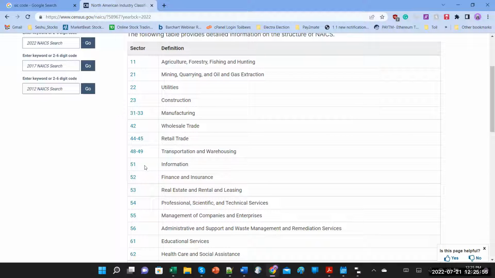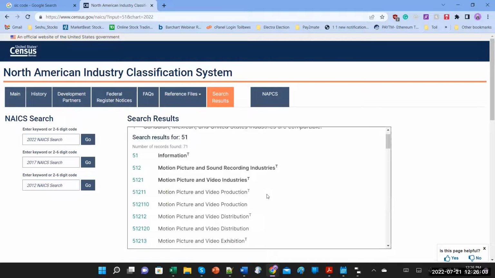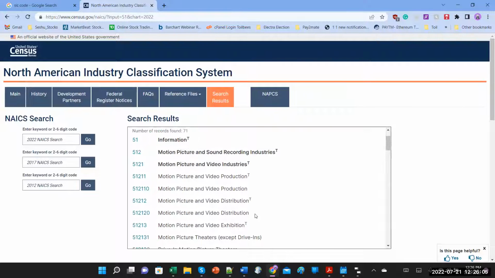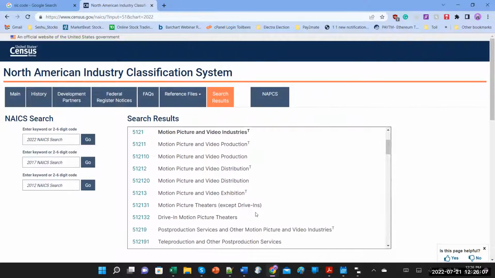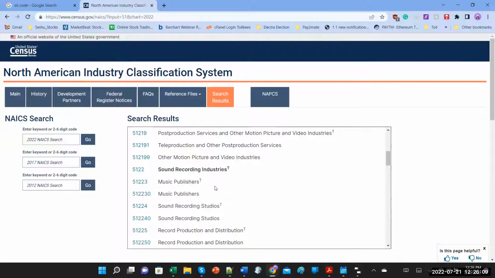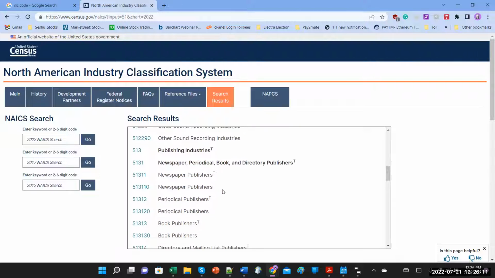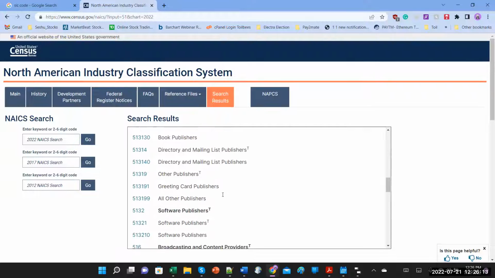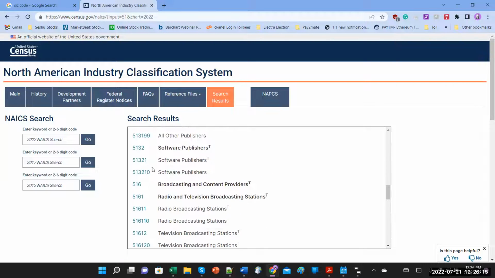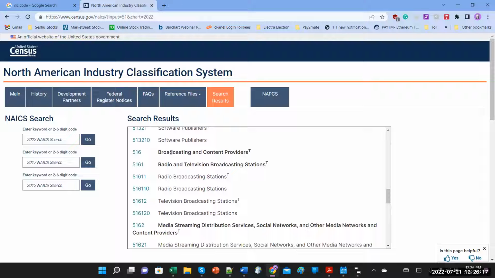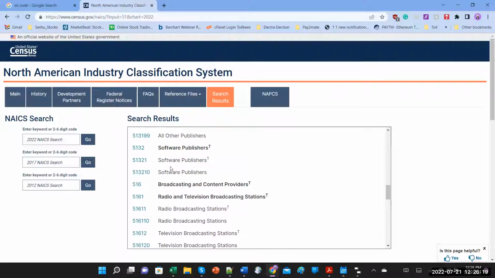Like information. So 51, this is all information related. So 51 is the sector. This is the sector code, first one. Yes. If you go under 51, then these are all the different things, like the motion picture and video distribution, music publishers, book publishers, software. We come under the lot of software. Correct. Okay.